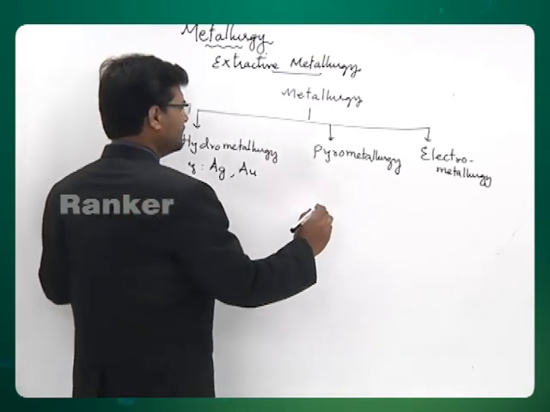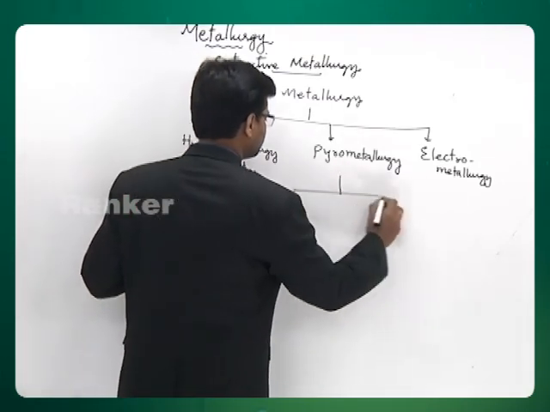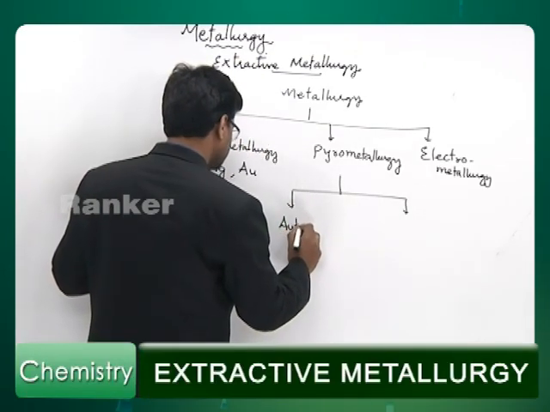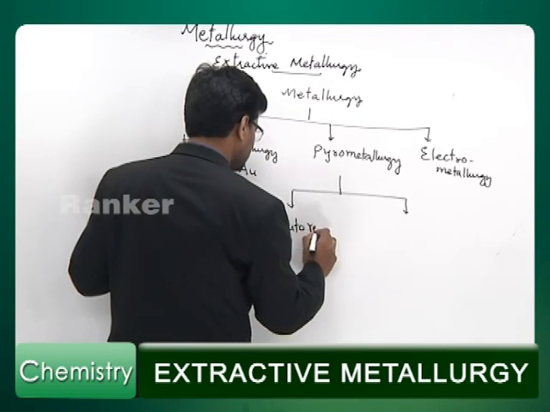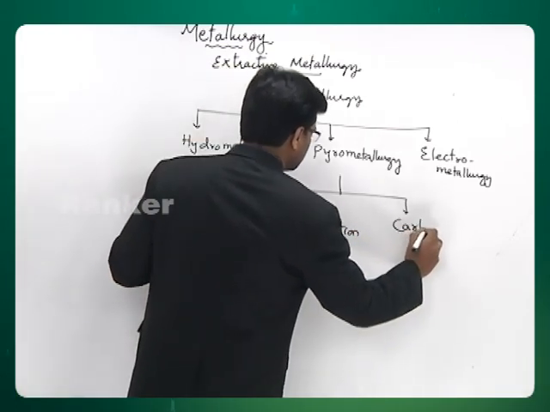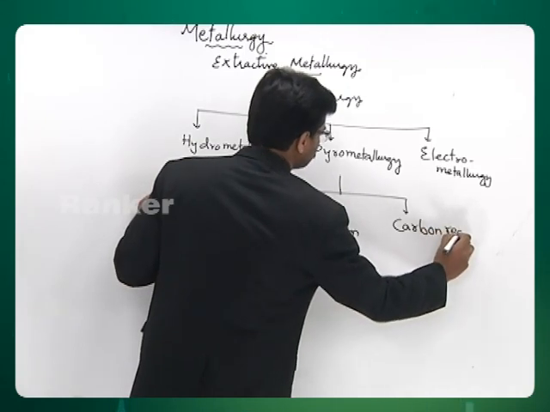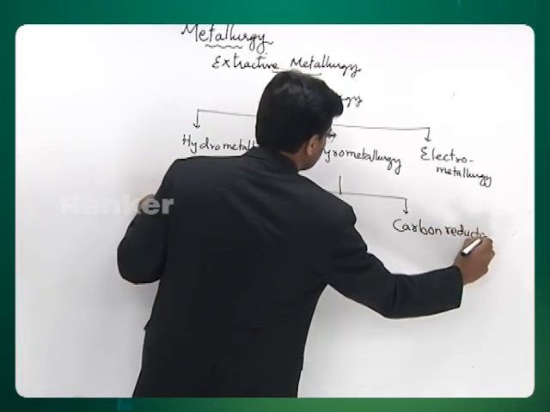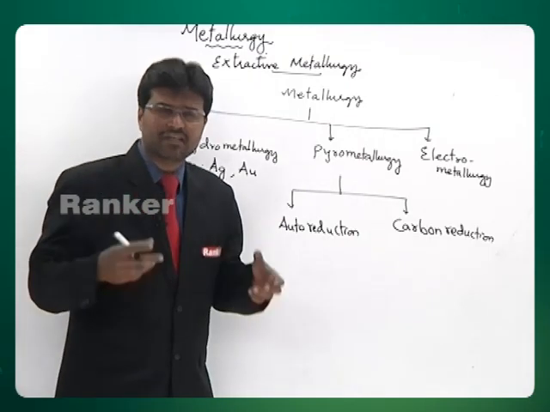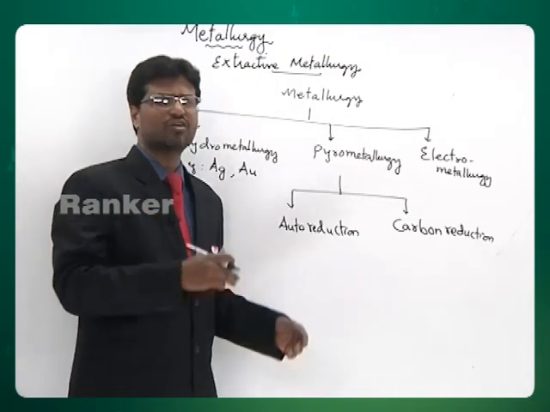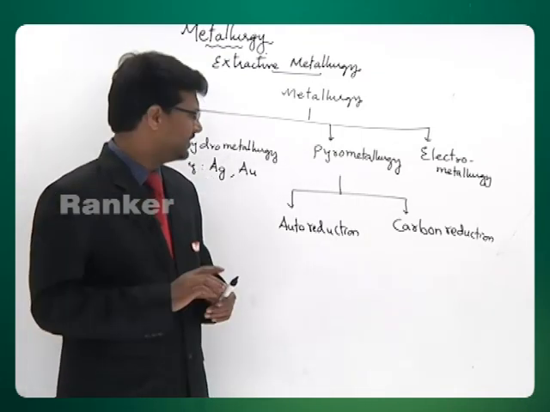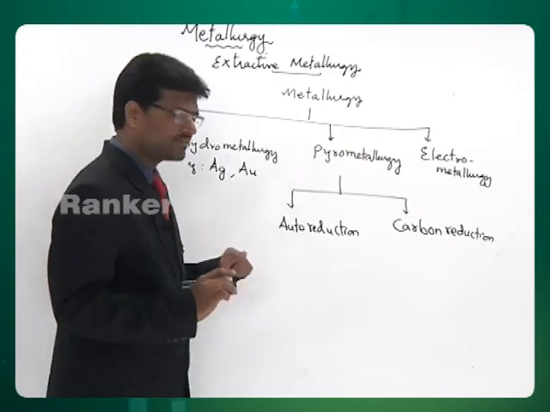Then under pyrometallurgy, we have two categories again: auto reduction and we have carbon reduction. In auto reduction, metal sulfide reduces its own oxide. If a sulfide of a metal reduces its own oxide, then you call it auto reduction.